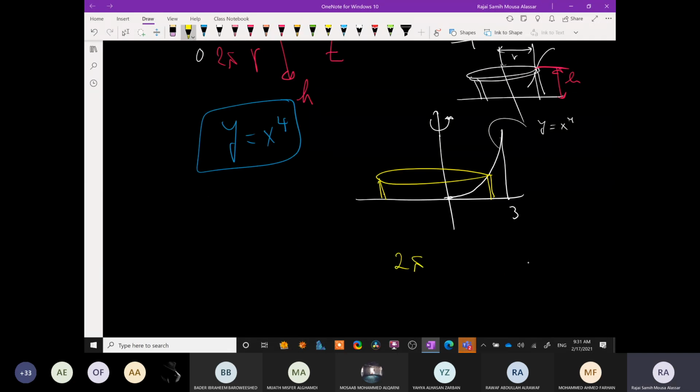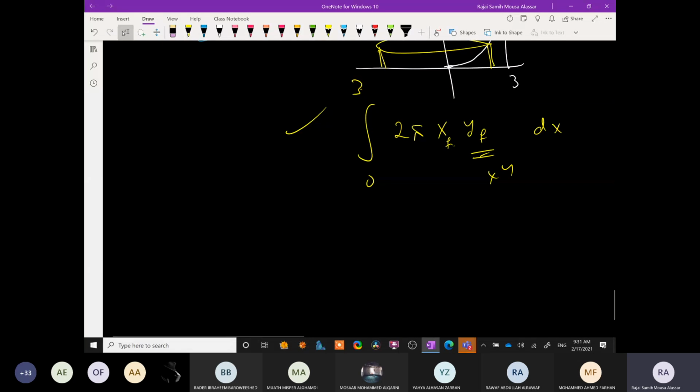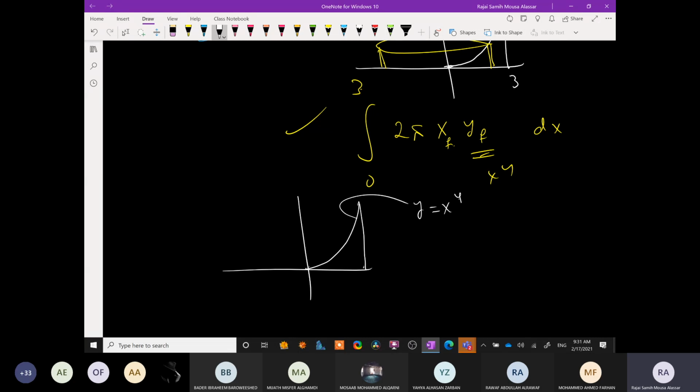It's 2 pi, the thickness is dx, and then this is x of the function, 2 pi r, x of the function, multiplied by the height, which is y of the function, and then I'll do this from 0 to 3. Then if I replace this by x to the 4, I get the answer, correct? Yes. So this is correct. So if I want to summarize this problem, it is the volume generated by rotating y equals x to the 4 from 0 to 3 about the y-axis.